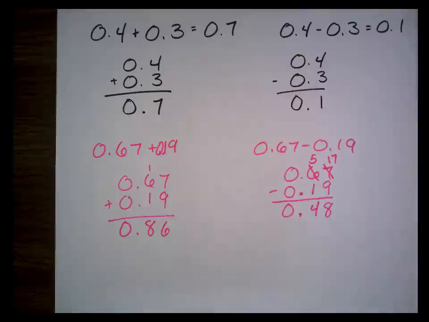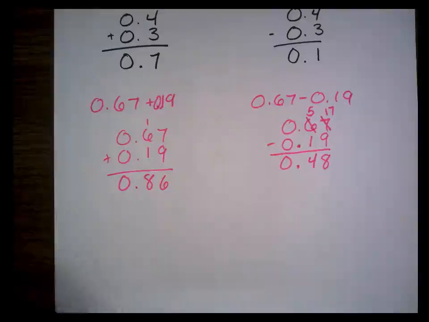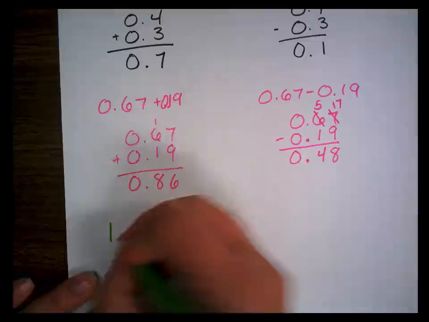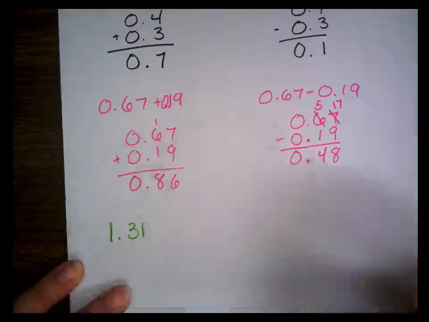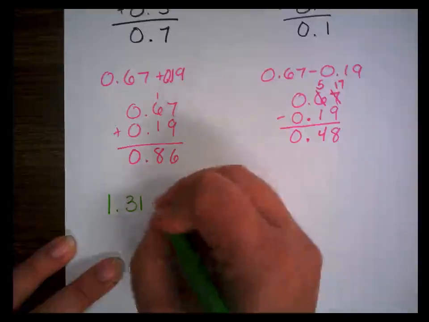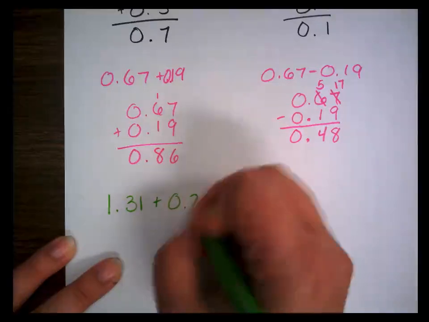So let's talk now about what happens if maybe not all the place values are the same. Maybe if they're not all matching. Let's think about 1 whole and 31 hundredths. And I'm going to add 2/10 to that.